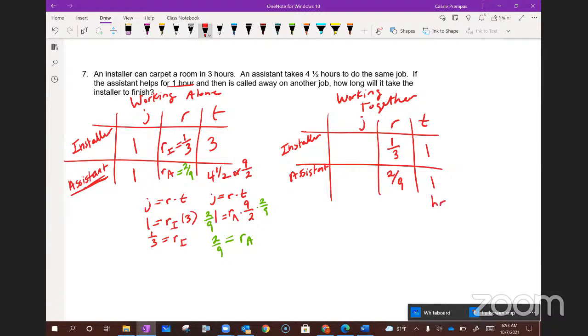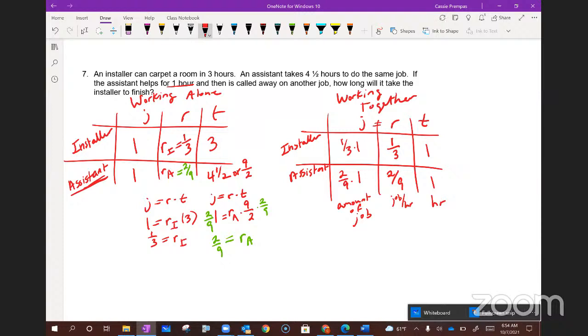So the amount of the job, remember, this is the amount of the job. Usually it's 1, but not always. This is the rate, which is job per hour. And I know that the amount of the job is going to equal the rate times the time. So how much does the installer finish in 1 hour? His rate times his time, 1/3 times 1. He's going to complete 1/3 of the job. How much does the assistant complete in 1 hour? 2/9 times 1, because they only work 1 hour together.